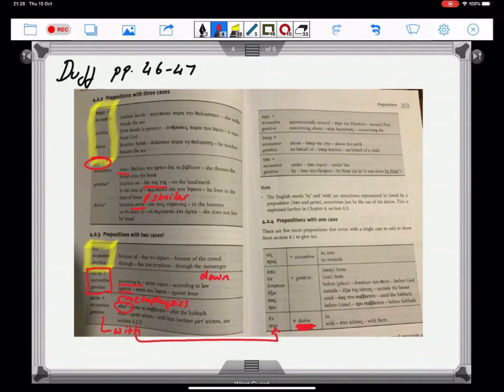Peri, think about words like periscope. It's about looking around, and in the accusative, that's your motion around, and in the genitive, that's just about concerning. It's much more conceptual. Hyper gives us the English hyper, obviously, and that means above, so that's your excessive word in the accusative, but in the genitive it means on behalf of, and you're going to get Jesus dying on behalf of us for our sins, etc., and that may well be expressed using hyper.